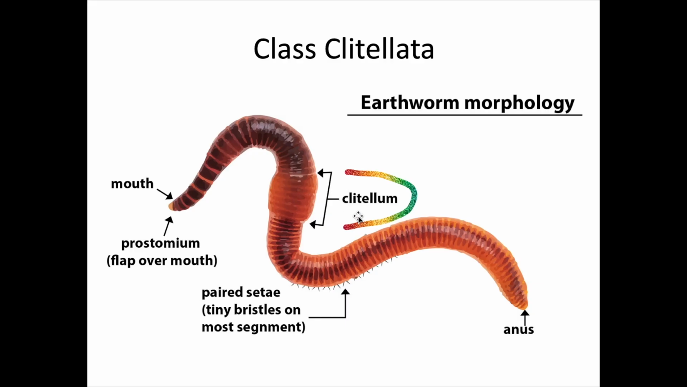Also, fun trivia, the clitellum is always located more anterior than posterior. So if you're ever looking at a worm and want to know which end is the head and which end is the anus, the mouth is going to be the part that's closer to the clitellum. But anyway, that's just fun trivia.